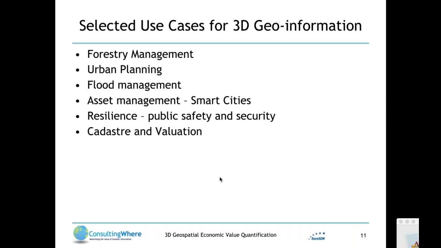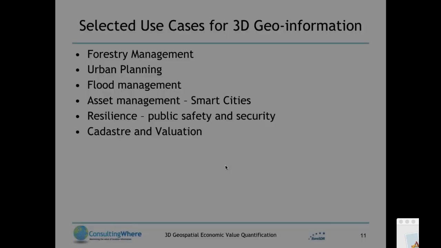What we did was we selected six use cases for 3D geo information, and these were all where across a number of different European countries there was a recognition that these were use cases that had the potential to add a significant amount by the use of 3D information. So I'm not going to talk about each of these. Because we have limited time, I'm just going to focus on one or two. So the next slide, please.